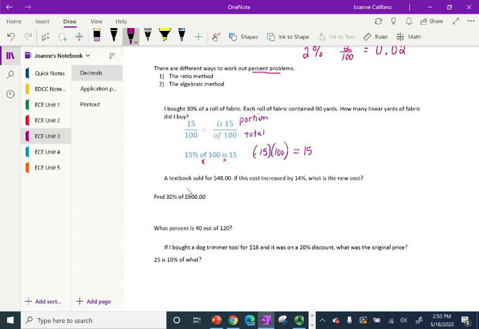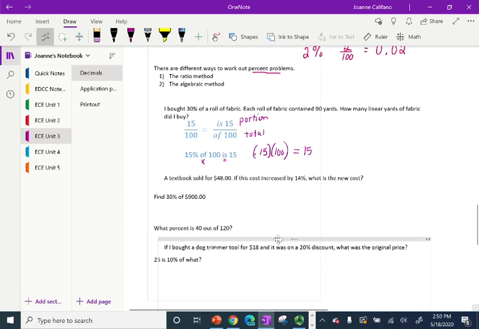Okay, so let's try a couple different ways. For example, a textbook is sold for $48. If this cost is increased by 14%, what is the new cost? The new cost of the textbook.